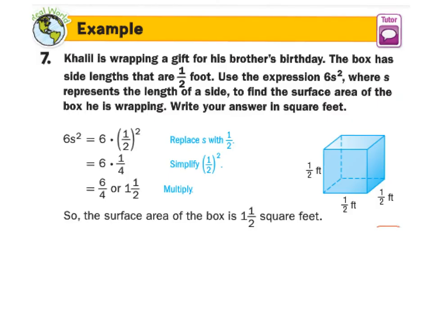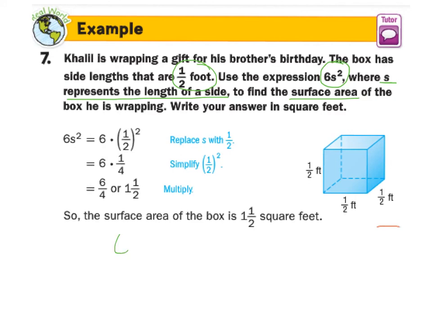So let's look at a story problem. They said Cahill is wrapping a gift for his brother's birthday. The box has side lengths that are half of a foot. Use the expression 6s squared, where s represents the length of a side, to find the surface area of the box he's wrapping. So write your answer in square feet.